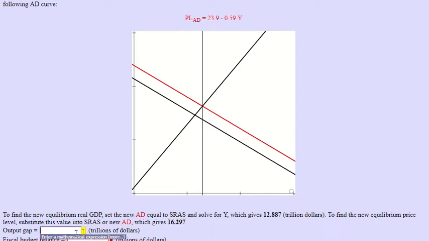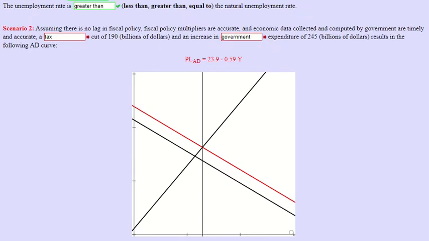Okay, so the output gap now is 0, but the fiscal budget balance is no longer 0 because there was a tax cut and an increase in government spending. And both those increased the deficit. So the tax cut's 190 billion, and increasing government spending is 245.